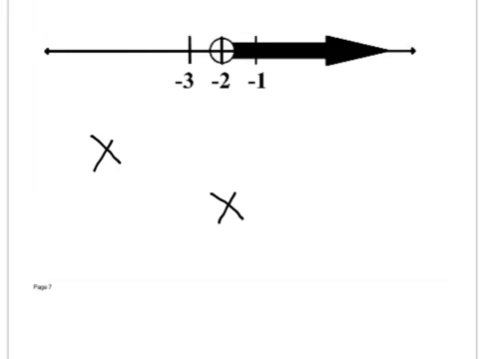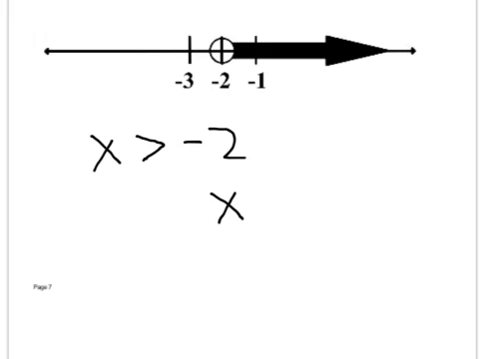Blaine, what's this inequality going to be? X is what? Negative 1. Oh, wait. Greater than. Wait. Greater than what? Negative 2. Is this greater than or equal to? No. Or just greater than? It's greater than. Why? Because it's not filling in. It's an open circle, right? It's not a dot, it's an open circle.